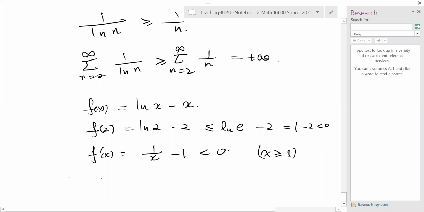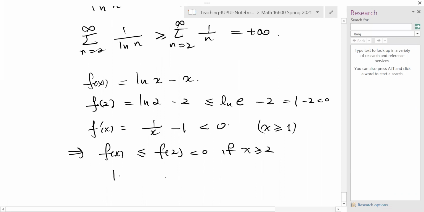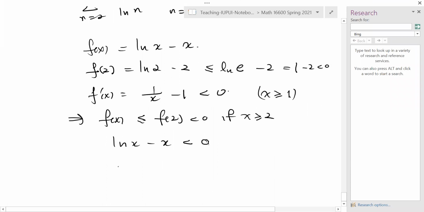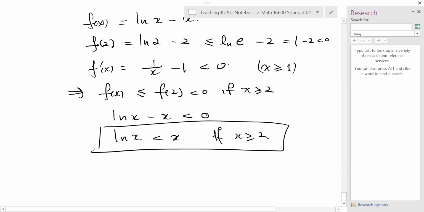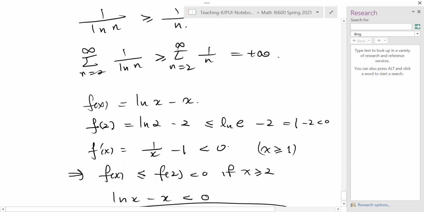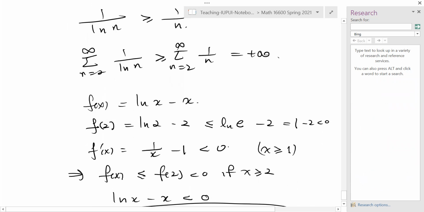So that means the function is decreasing if x is greater than or equal to 2, and it starts below 0, so natural log x minus x is less than 0. That implies natural log x is less than x if x is greater than 2. See, this is a proof using calculus. It's not easy to give this argument. Anyway, it's divergent now.